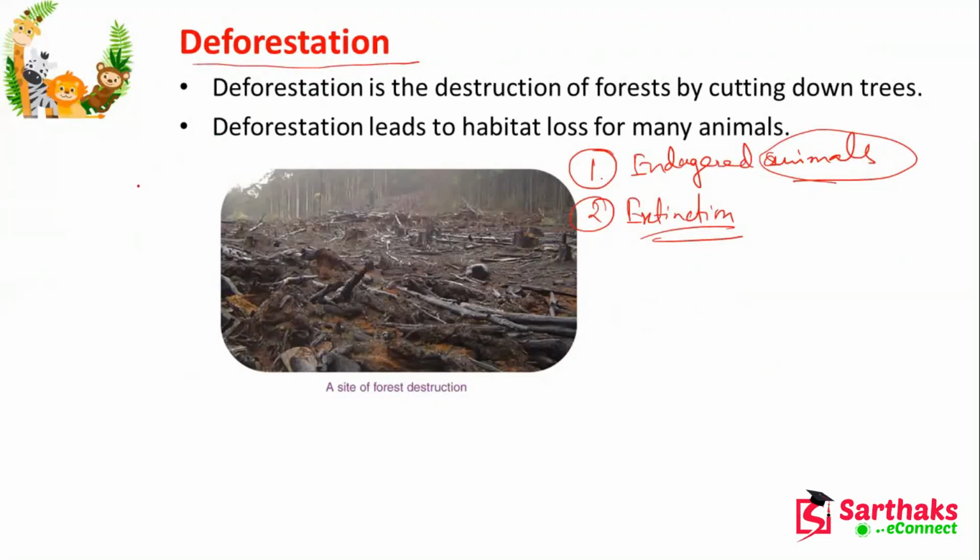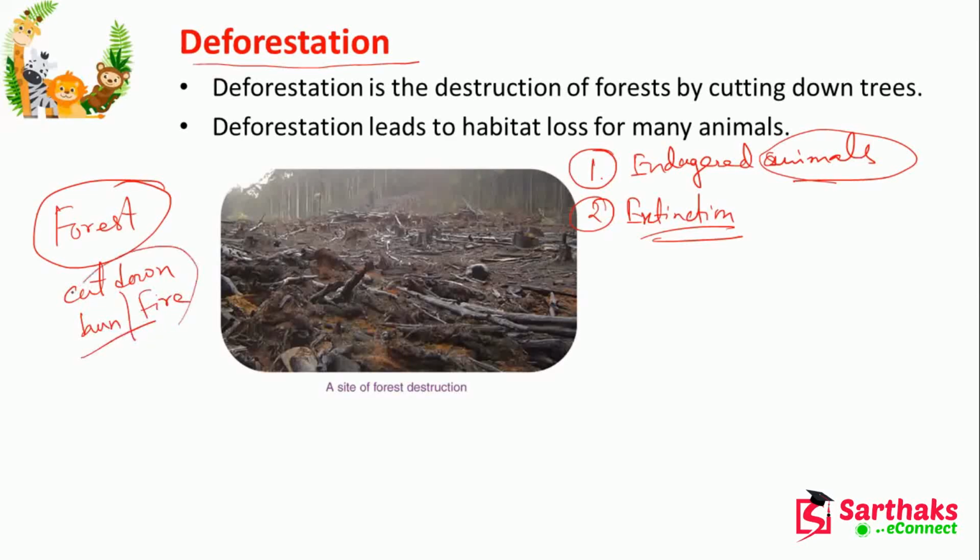Deforestation, what do you mean by this? Deforestation means you have one forest, and whatever trees are inside this forest you have destroyed. It may be you have cut them down, it may be you have just burned the whole place, or used fire, so that there is no forest area. There is no forest area, right?